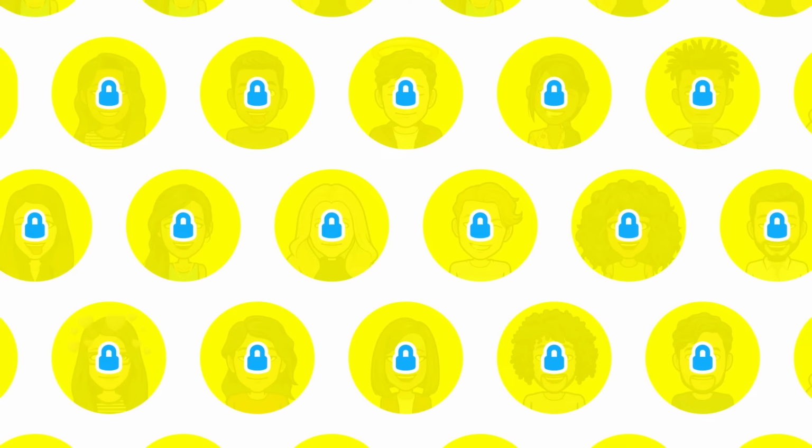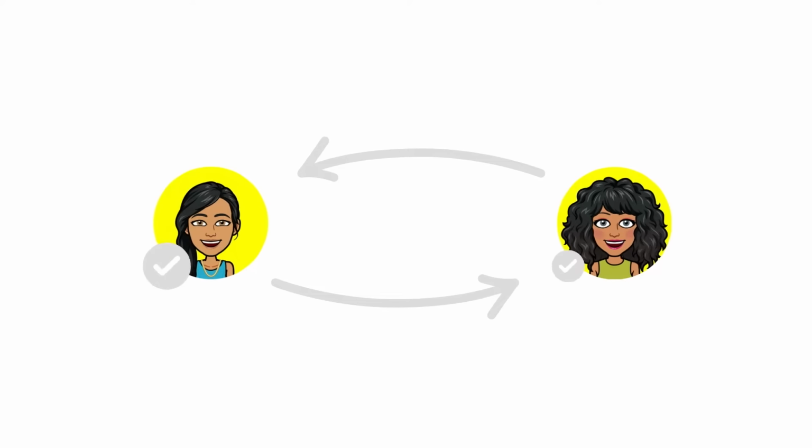Because Snapchat has been built with privacy and safety in mind since the very beginning, users under 18 must be mutual friends before sending snaps or chats to each other. And friend lists are always private.